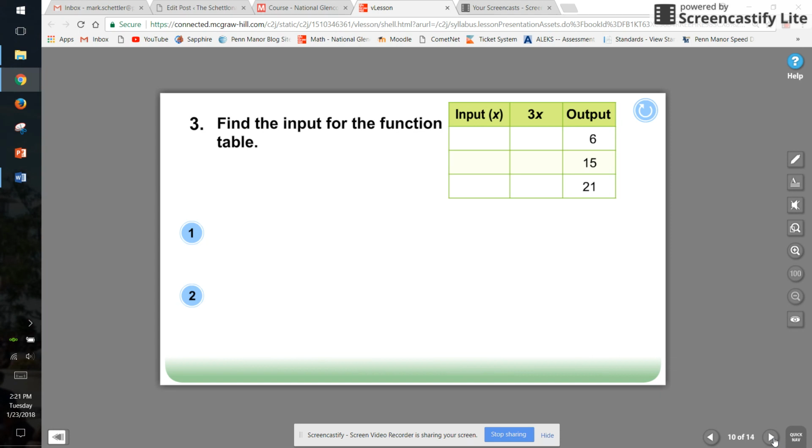It's what happens if I have the output and I have to find the inputs. Okay, well, I see my function rule is 3 times x. I could say 3 times x, and hopefully it starts looking familiar. 3 times x.